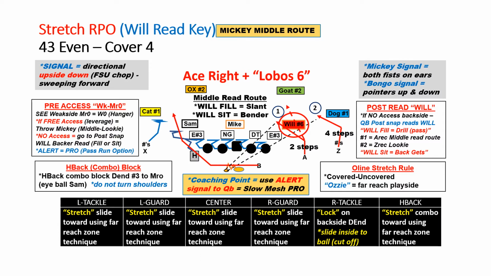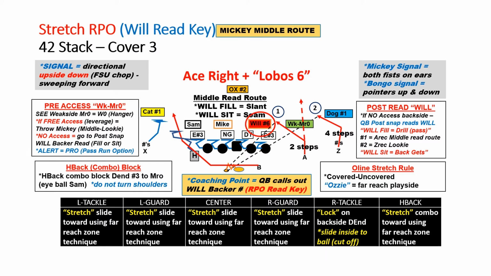The Z on the back side, the number 1, always does a 4-step looky route. So we get a 2 receiver read route. Quarterback again is going to read that will backer with his shuffle step to the left. If he fills, we'll drill. If he sits, the back gets. Again, in this case, the play call would be Lobos to the left, and then we would call out the number of the read key. We're saying it's number 6, so the verbal call would be Lobos 6.